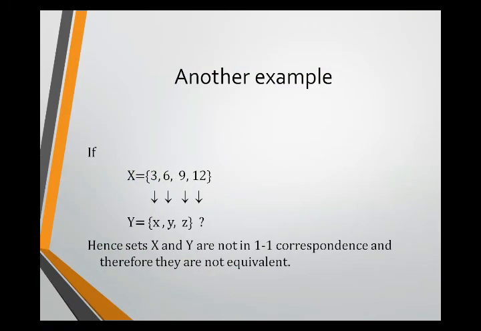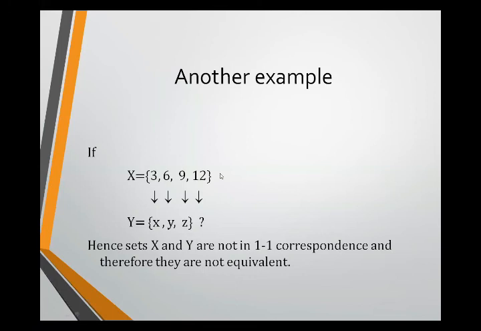Another example, as you see, if we have a set X having the elements 3, 6, 9 and 12, and we have another set Y equal to x, y, z only. As you can see, the number of elements or members in set X is 4. We only count them: 1, 2, 3 and 4. There are 4 elements in set X and only 3 members in set Y.